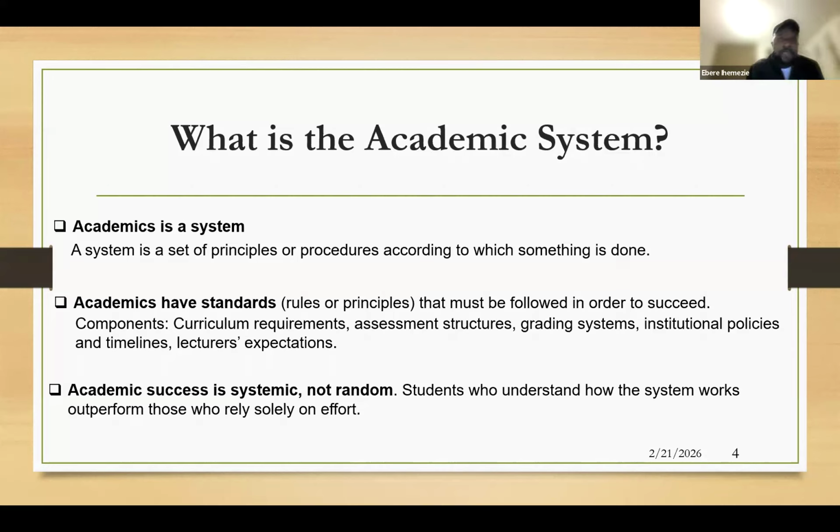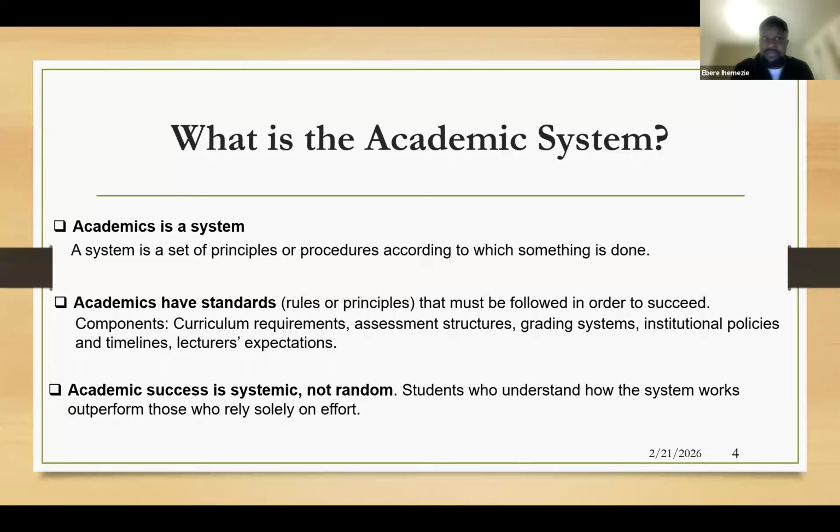So, academics as a system means that success in academics is not random, it's systemic, and it is only students who understand how the system works who will perform far better than those who rely only on their efforts. I'm very sure most of you here are university students. If you look back at secondary school from your experiences, you realize that most students that make the best grades most times are not the most intelligent students. And of course, I use myself as an example. I tell people I am not a very intelligent person.